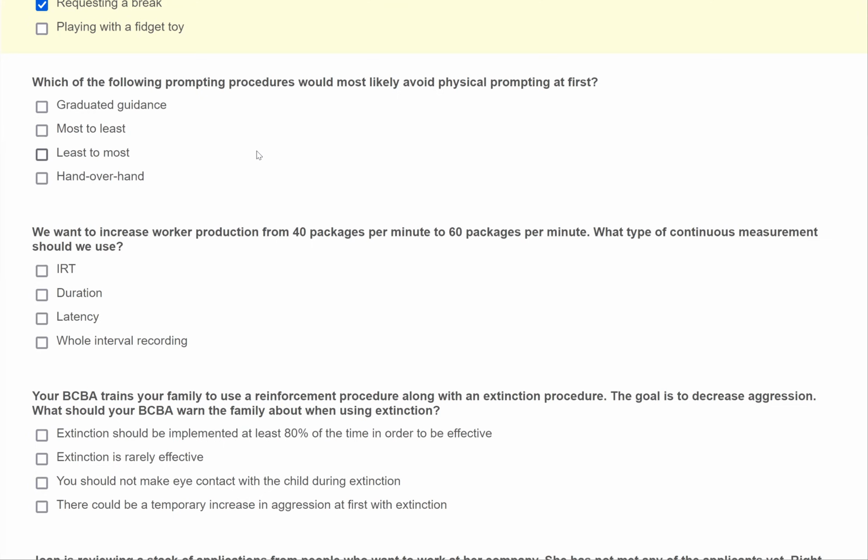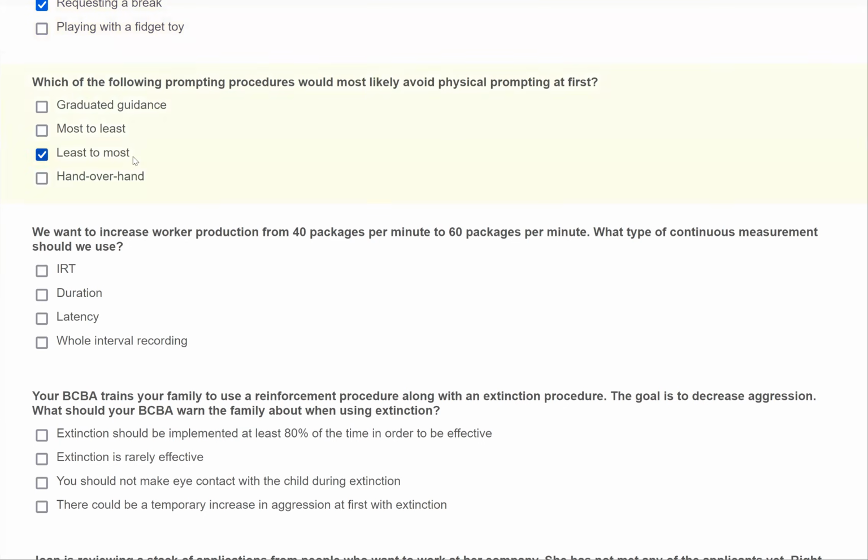However, if we look at C, least to most, now we want the least intrusive prompt, which would be something like a gestural prompt, maybe. Gestural is going to be way less intrusive than physical. Least to most is much more likely to avoid a physical prompt than most to least, definitely more likely than graduated guidance, and 100% more likely than hand over hand, which is what? A physical prompt. So which of the following prompting procedures would most likely avoid physical prompting at first? C, least to most.